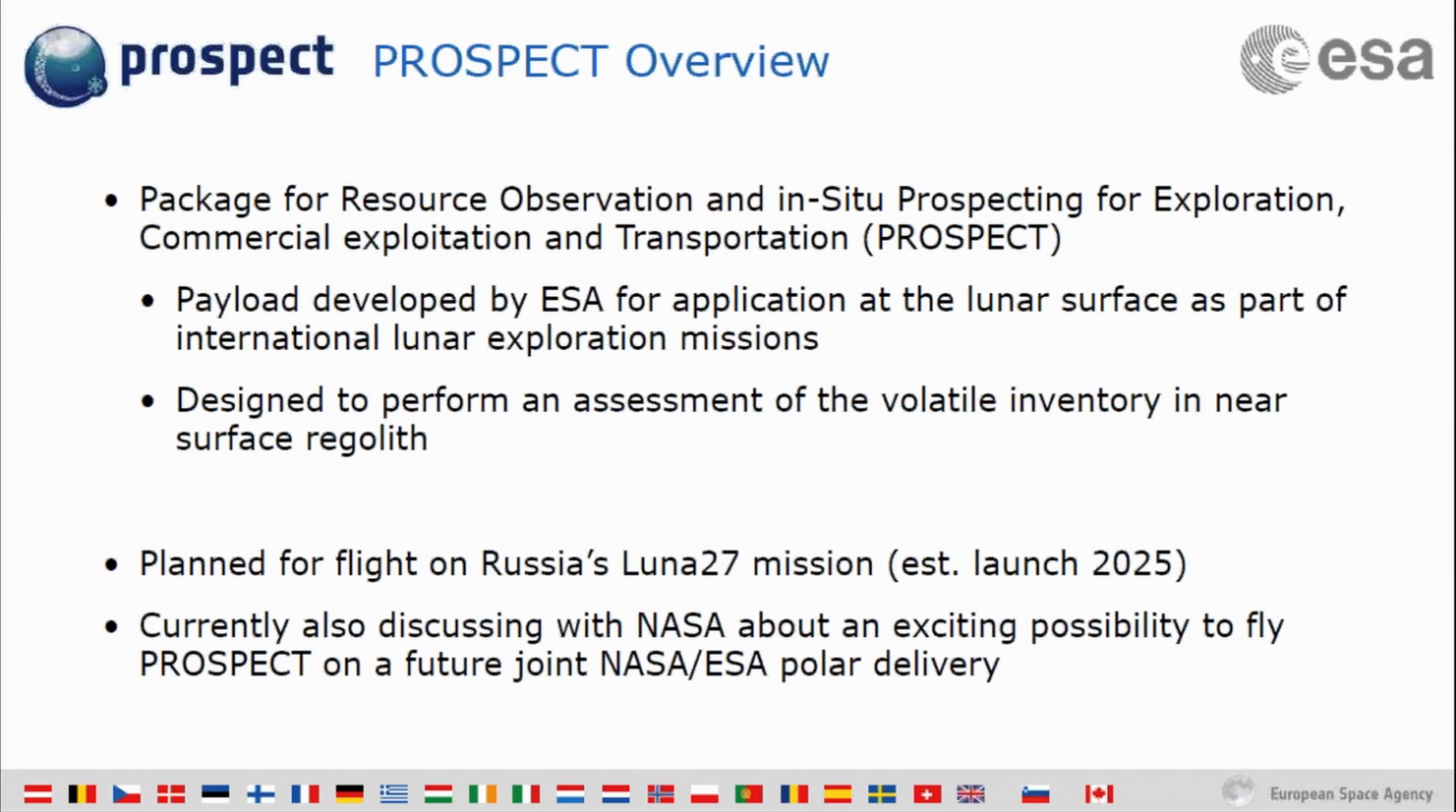Okay, so I want to talk about Prospect, which is a package in development in ESA. We envisaged some years ago that there would come a time in the early 2020s when there was really an international effort to explore and understand the lunar poles and to understand the distribution of water ice and other volatiles, both for science and for exploration. And so we started developing Prospect with that in mind, to perform an assessment of the volatile inventory in the near surface regolith. In contrast to Viper, which is really a mobile platform, we would try to understand, from a stationary platform where we didn't have mobility, how we can get the most out of the measurements that we would make there.